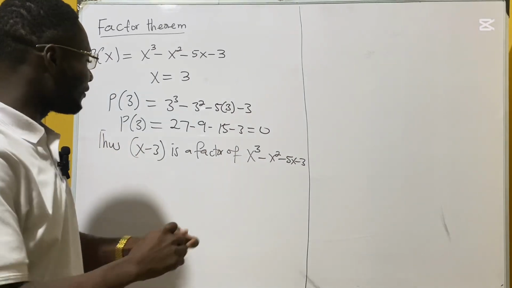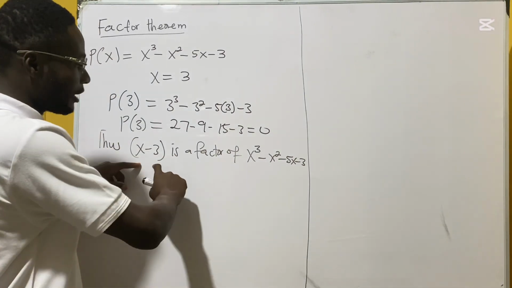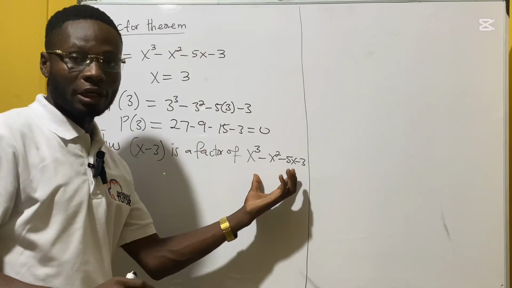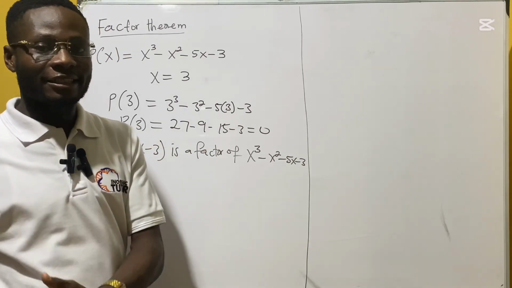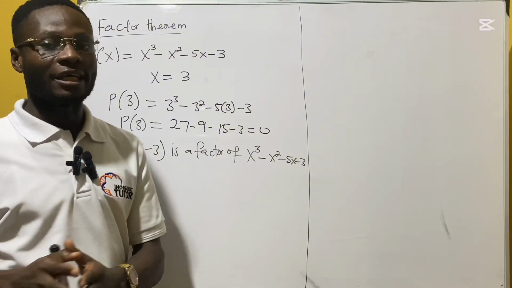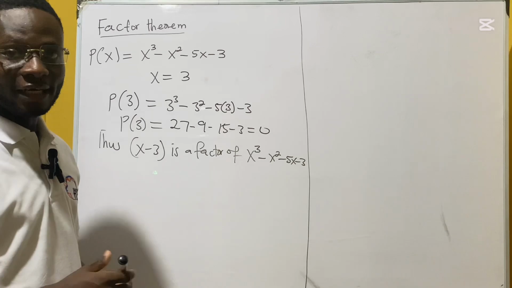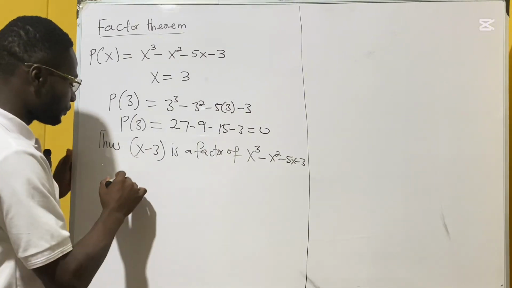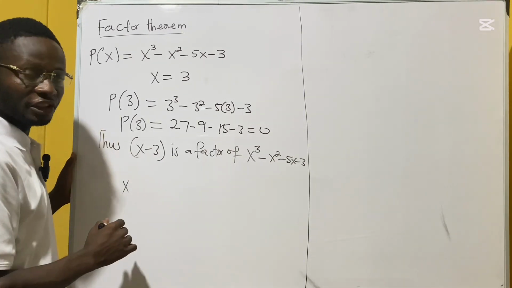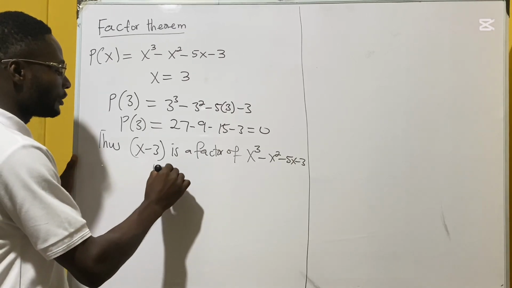So now we have the first factor. What we do is use this factor and the polynomial, then use either the synthetic approach or the long division approach to find the other factors. So let's try and find the other factors. Here, we use the long division approach.